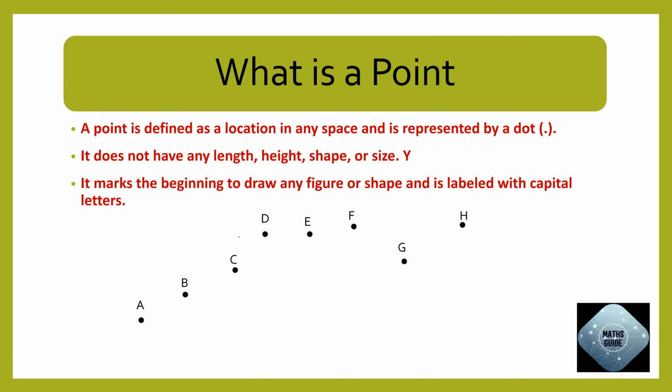In geometry, a point is a basic concept that represents an exact location or position in space. It has no size, shape, or dimensions, just a specific position. You can think of it as a tiny dot that marks a spot on a line, surface, or in space. Points are usually labeled with capital letters like A, B, C, as you can see here.